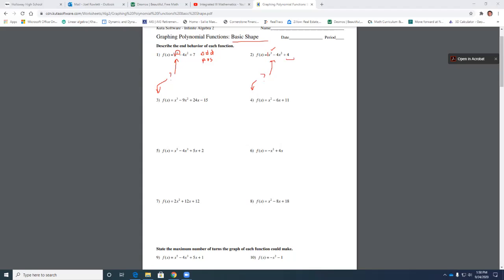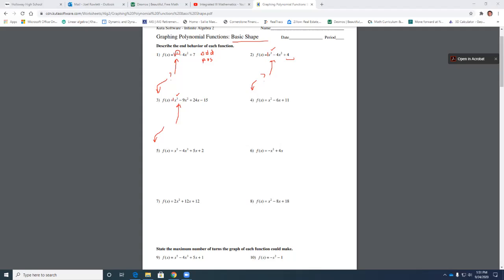If you look at problem number 3, the highest exponent, is that odd or even? Well, since it's 3 and 3 is odd, I know that this is also an odd function. And again, the leading coefficient is positive 1, so it's also increasing. So it's positive. So it's going to start low, and it is going to end up high. So it's going to be low on the left side and high on the right side. So you would word it something like that.